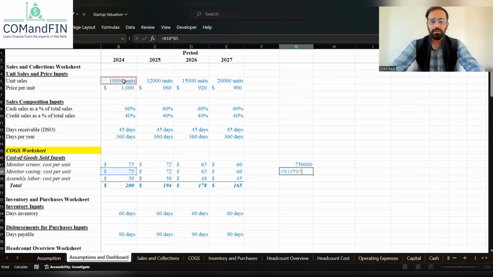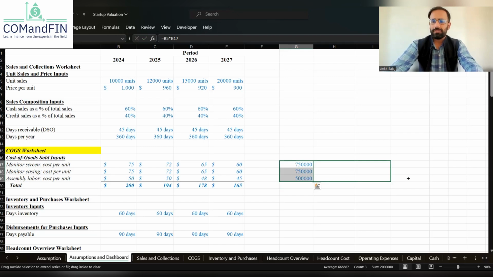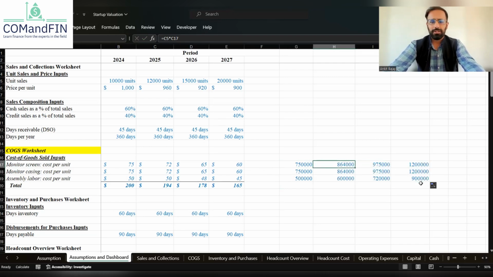Again, here I can take the second data, that is monitor casing. So $75 into 10,000, you will get the cost for monitor casing. If you want to calculate the assembly labor cost, you will take cost per unit and multiply this with 10,000. So this is how we can calculate the values, right? And if I drag this value, we will get the cost for all the years. Here you can see automatically the sales will change and we will get the cost for all the years, right?